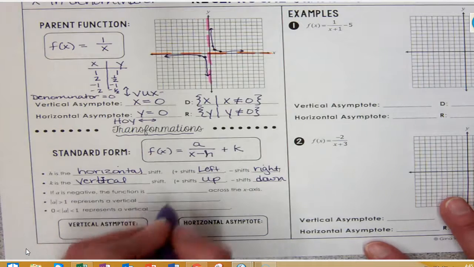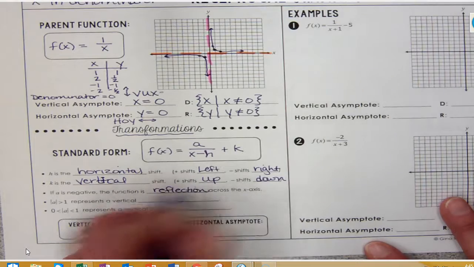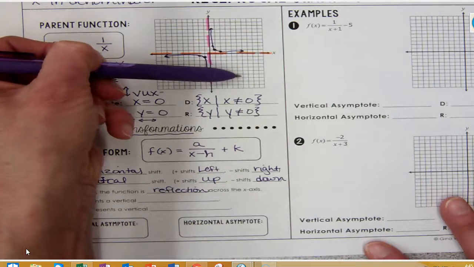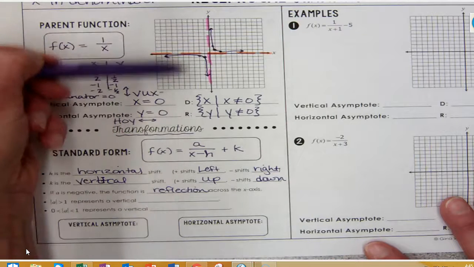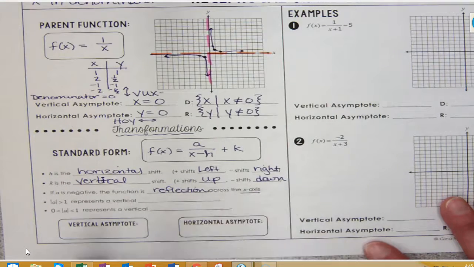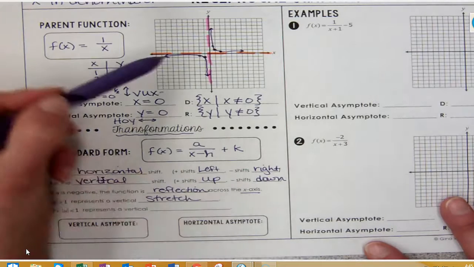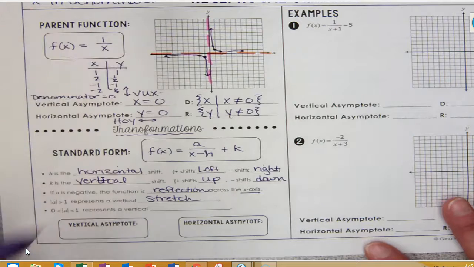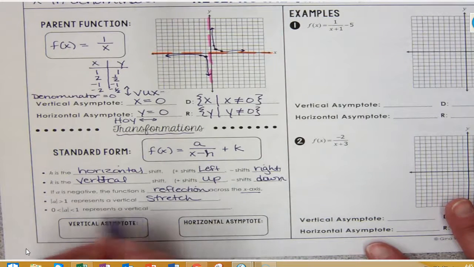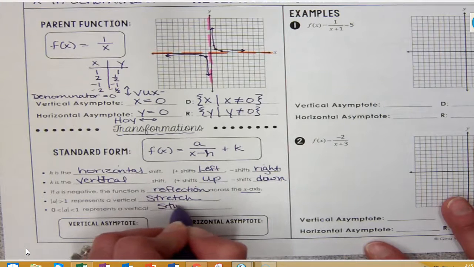If A is negative, the function is a reflection across the x-axis, which means this is going to reflect down to here, and this will reflect up to here. So it will flip across the x-axis. When A is greater than 1, it represents a vertical stretch, which means it's going to get long. The ratio between those points is going to get stretched out. And when A is less than 1, it's going to be a vertical shrink.